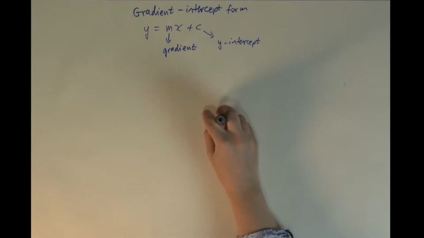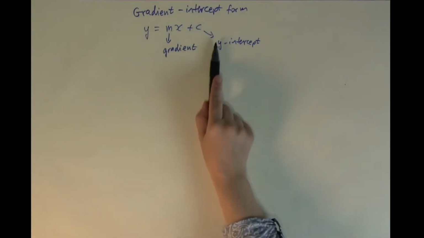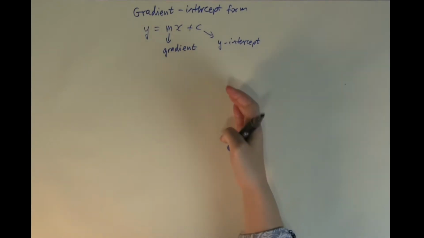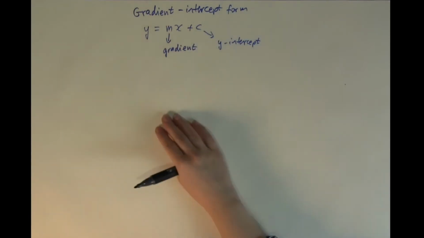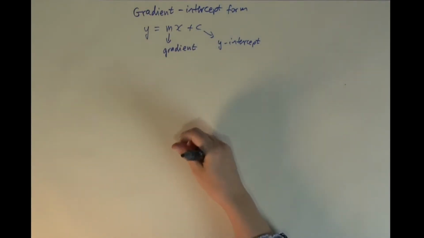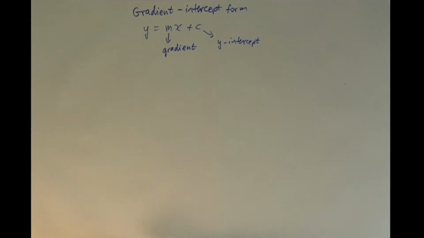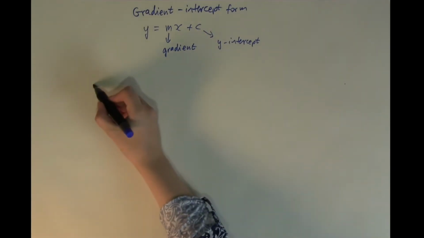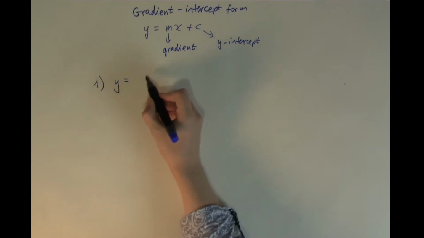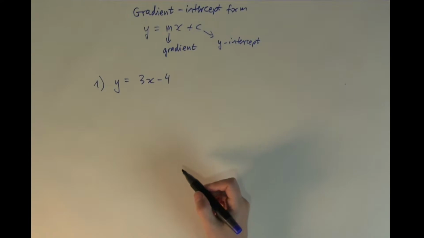Now, why should we use it? It's because it's very simple to get extra information about the graph, the gradient and the intercept I just gave you, without having to actually draw the graph or do calculations using the 2 points, the definition of the gradient I gave you a couple of slides ago. So, let's look at a few examples and read off the gradient and the intercept of these graphs.